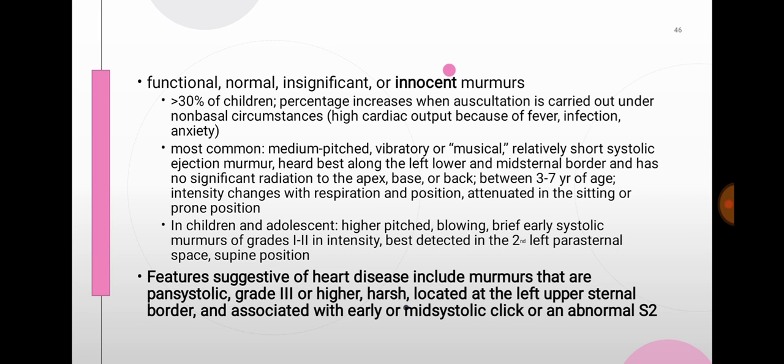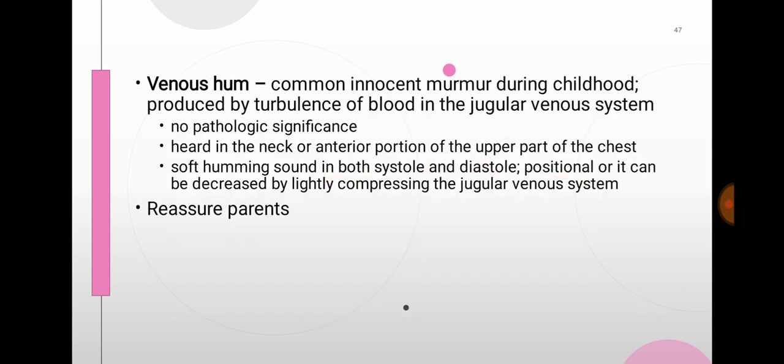What are the features that would suggest that your patient has a cardiac disease? Murmurs that are pansystolic, grade 3 or higher, very harsh, located at the left upper sternal border, with an early or mid-systolic click and an abnormal S2. Abnormal S2s are very important, so they will most likely give you an idea that the patient has CHD. Venous hums are also present in children. They're because of the turbulence in the blood flow in the jugular venous system. So they have no pathologic significance. You can just reassure the parents.